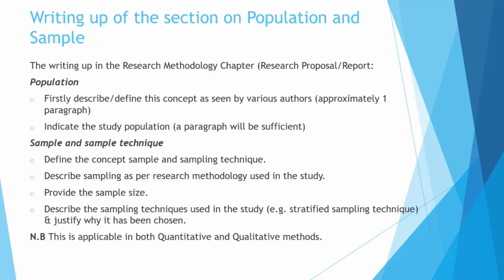Population. When you write about population, you do the following. Firstly, you describe or define the concept as presented by various authors. Then you indicate the study population, all right? Then the sample and sampling techniques. You define the concept also. You describe the sampling, and also you provide the sample size, and you describe the sampling techniques used in the study. I think we've spoken about this one, all right?